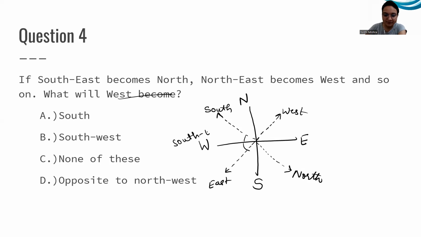Very important. See, these questions are very easy, but you have to interpret them very nicely. So this is southeast. Is this an option? This is not an answer. None of these. Let's see the fourth option. Opposite to northwest. This is northwest. Opposite to this is this direction. This is southeast. Correct. This is the answer.